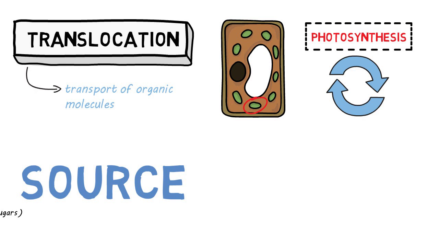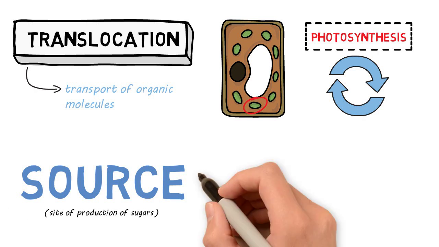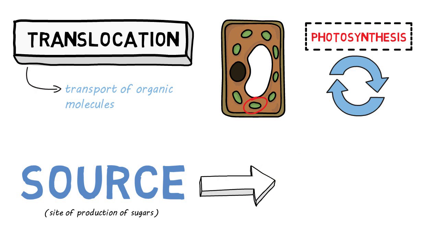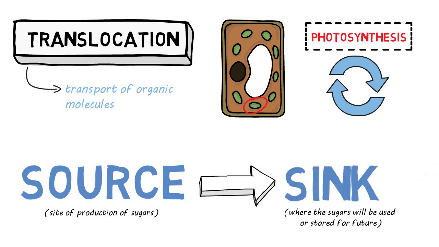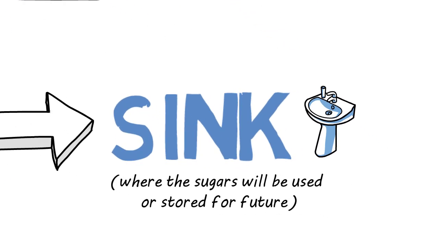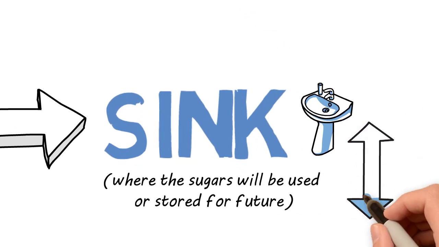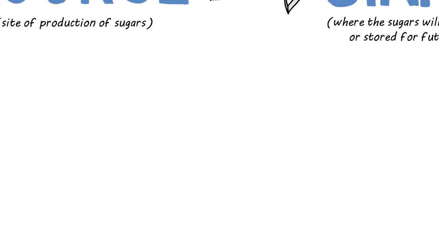The phloem transports sugars from the source, which is the site of production, aka cells containing chloroplasts for photosynthesis, to the sink, which is just a name we use for the places that the sugars will be used directly or stored for the future. Sinks can be anywhere in the plant, and so the translocation of molecules in the phloem can be either direction, so it needs to be able to go in both directions.